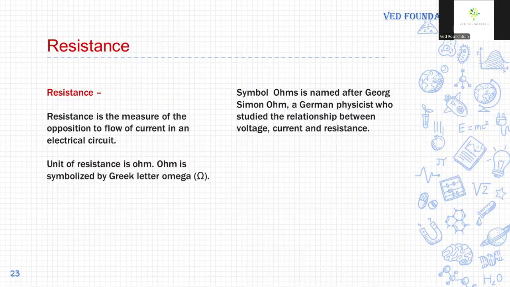Resistance is the measure of the opposition to flow of current in an electric circuit. The unit of resistance is ohm, and it is represented by the symbol omega. The ohm is named after George Simon Ohm, a German physicist who studied the relationship between voltage, current, and resistance.